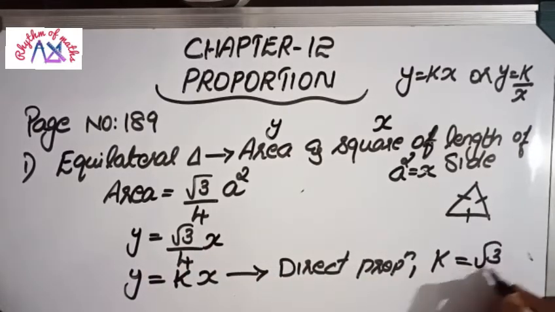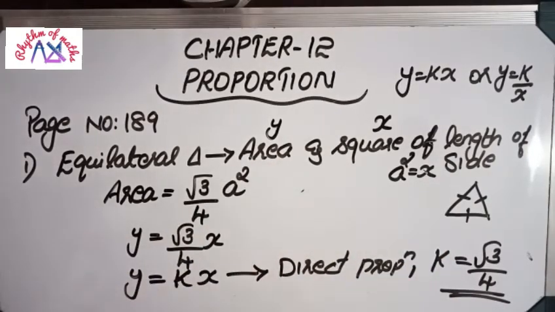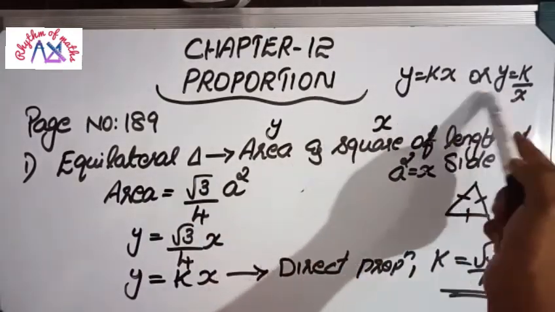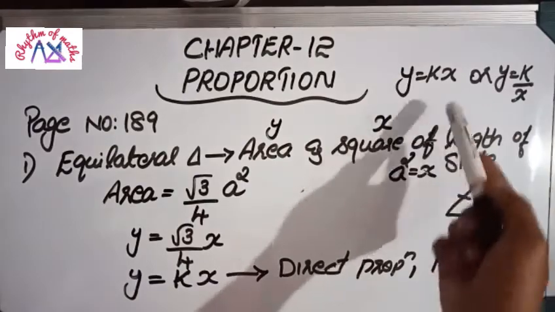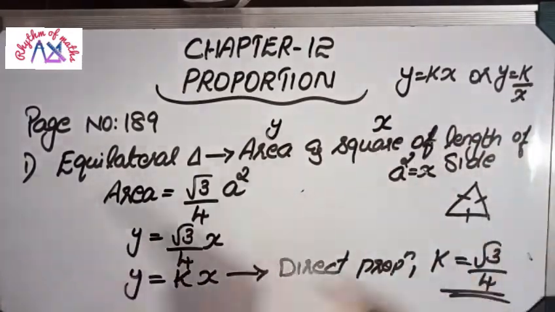Okay, root 3 by 4 is the constant of proportionality. Okay, this is the method, very easy. Just consider y and x and substitute in the equation. If that equation satisfies any of these two forms, we can say that it is direct proportion. If it satisfies this form, we can say it is an inverse proportion.